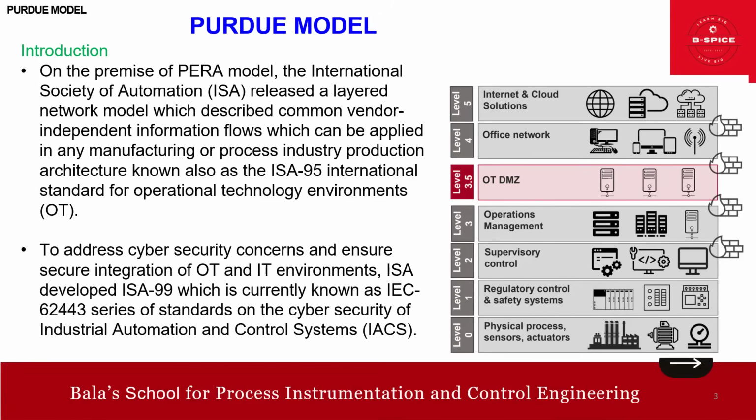To address the cybersecurity concerns and ensure secure integration of OT and IT environments, ISA developed ISA 99, which is currently known as the IEC 62443 series of standards on the cybersecurity of industrial automation and control systems. If you are a first-time viewer, friends, in our BSpice channel, we have uploaded a detailed video on the IEC 62443 series. If you are interested, you can watch. Okay, so let's continue with the intro.